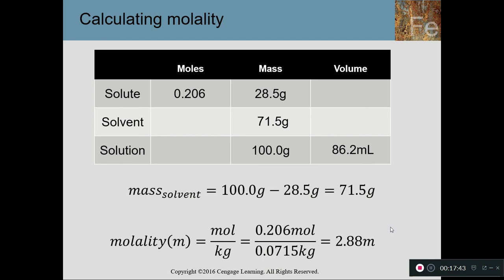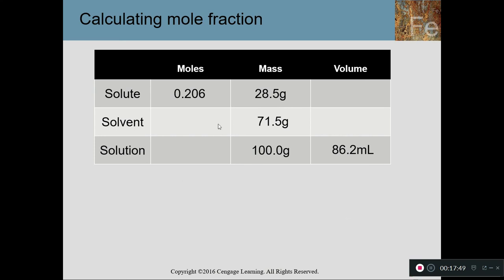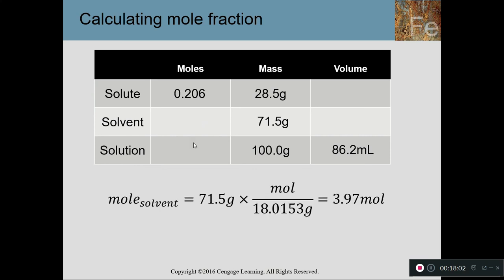And then finally, I need to get my mole fraction. So for mole fraction, the last thing I need is fill in these spots here, because I need to know the moles divided by the total moles. So I need to use my molar mass of water in order to figure out the number of moles of water I have. So I have 71.5 grams of water at 18.5. Then I'm going to have almost 4 moles of water.